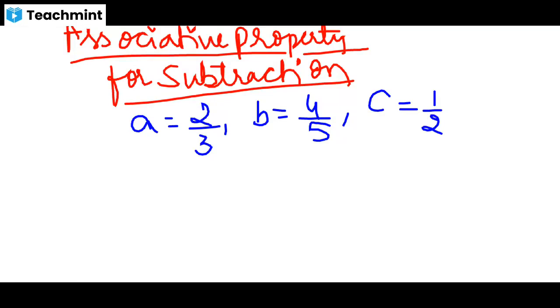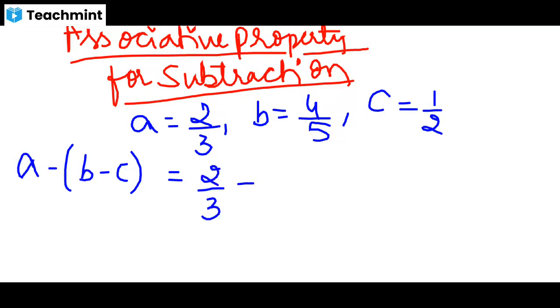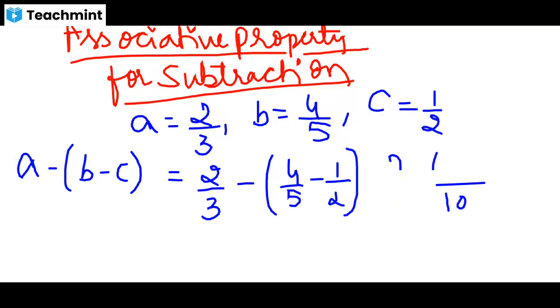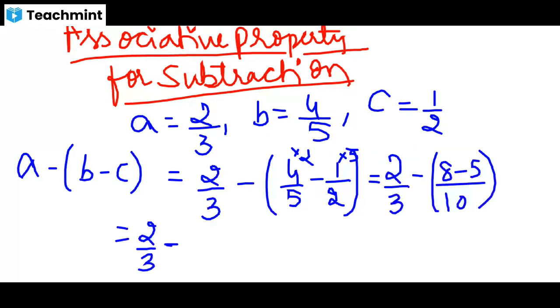Now you check whether you are getting a minus of b minus c. What you get this value? You should write 2 by 3 minus of 4 by 5 minus 1 by 2. So first simplify whatever is there in the bracket. What you get? LCM of 5 and 2. 10. So now you are multiplying this with 2 and here with 5. So what you get? 4 2s are 8, 8 minus 5. So that is 2 by 3 minus 3 by 10.